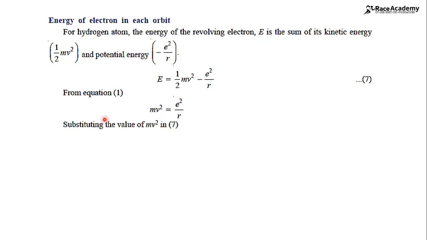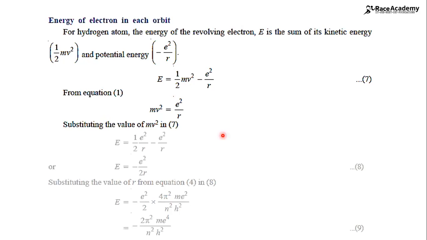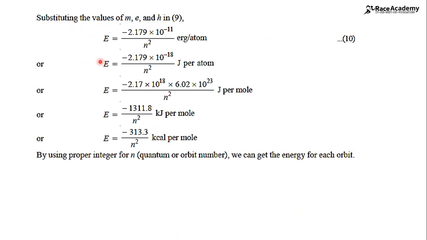Substituting this mv square value that we got, the energy is E value minus e square by 2r, because mv square value is e square by r. Substituting this above expression, we get minus e square by 2r as an expression for energy. Then, after substituting the radius into this energy expression, we get minus 2 pi square me power 4 by n square h square as the energy expression for Bohr's orbit.